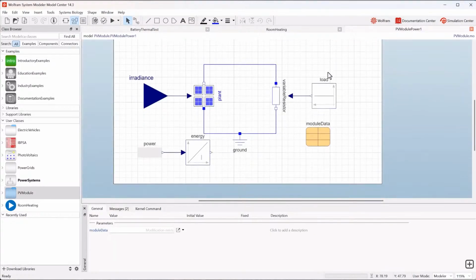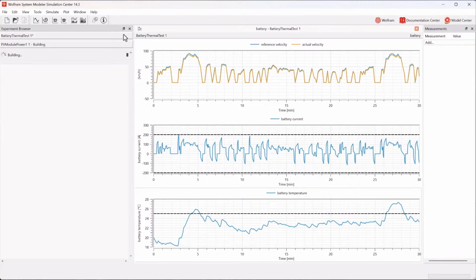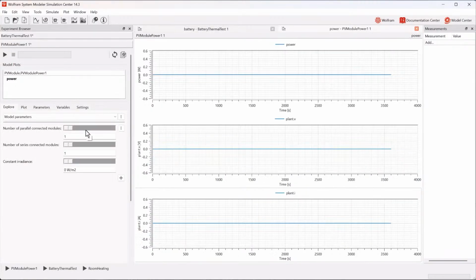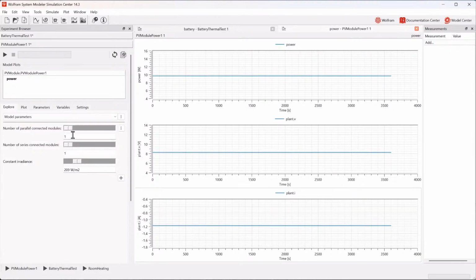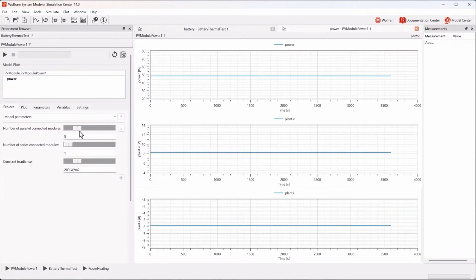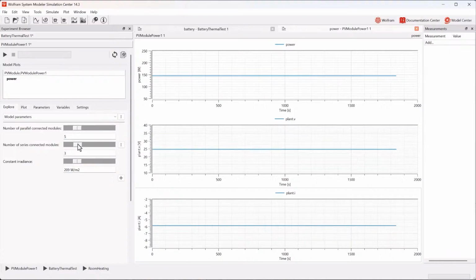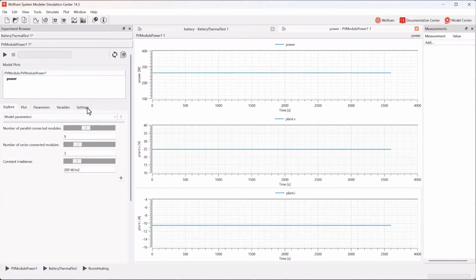Here you see a solar plant connected to a fixed load. If we simulate this model, we can examine how power, voltage, and current change as we vary the number of modules. Traditionally, exploring different configurations meant stopping and restarting the simulation for each parameter set. With version 14.3, we can do this differently.